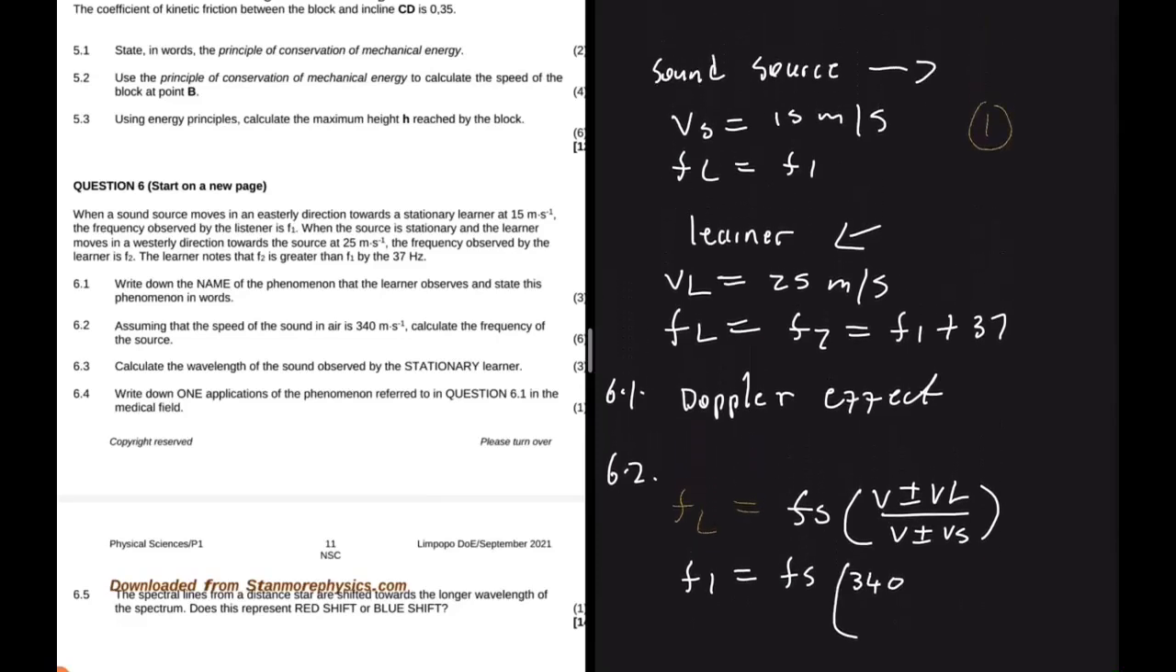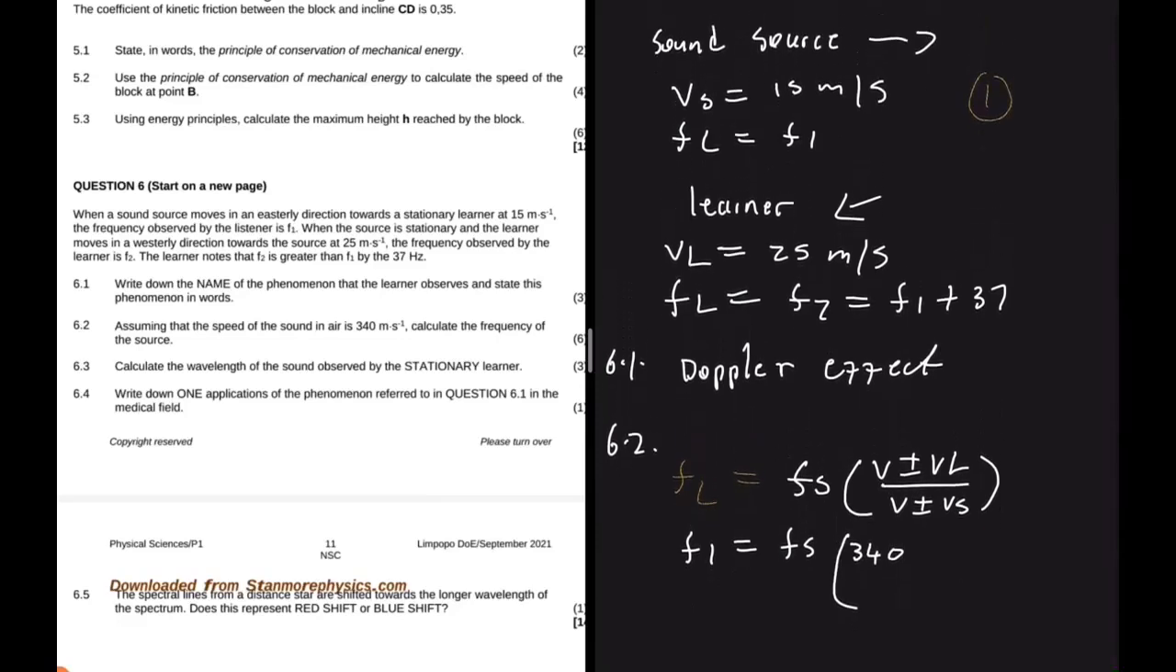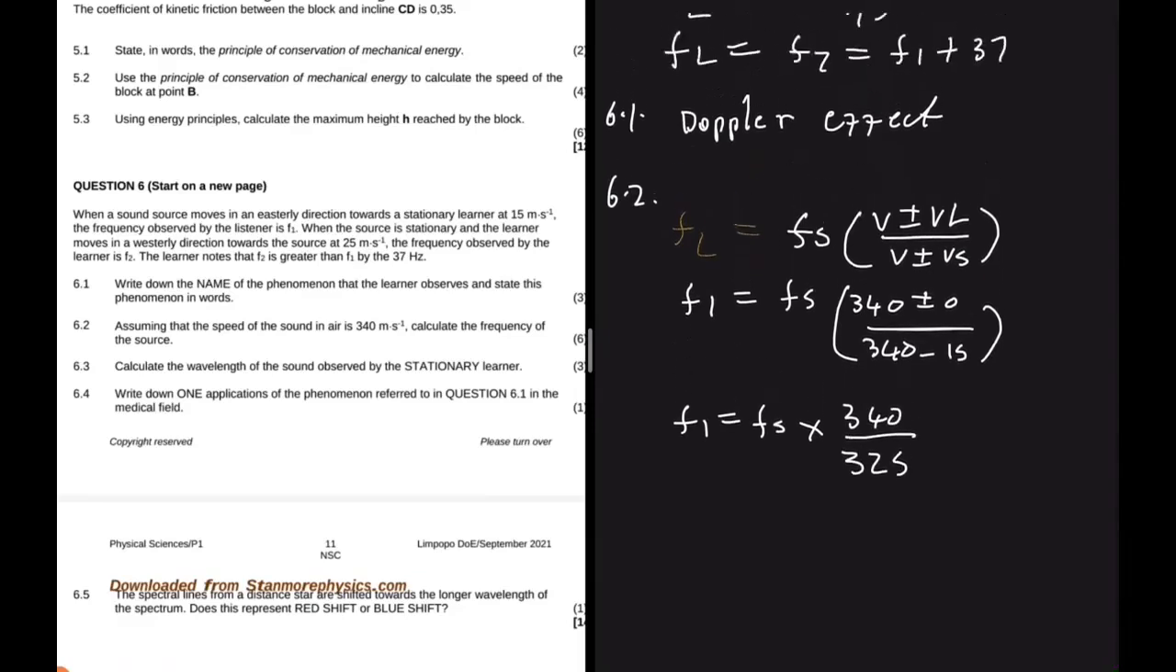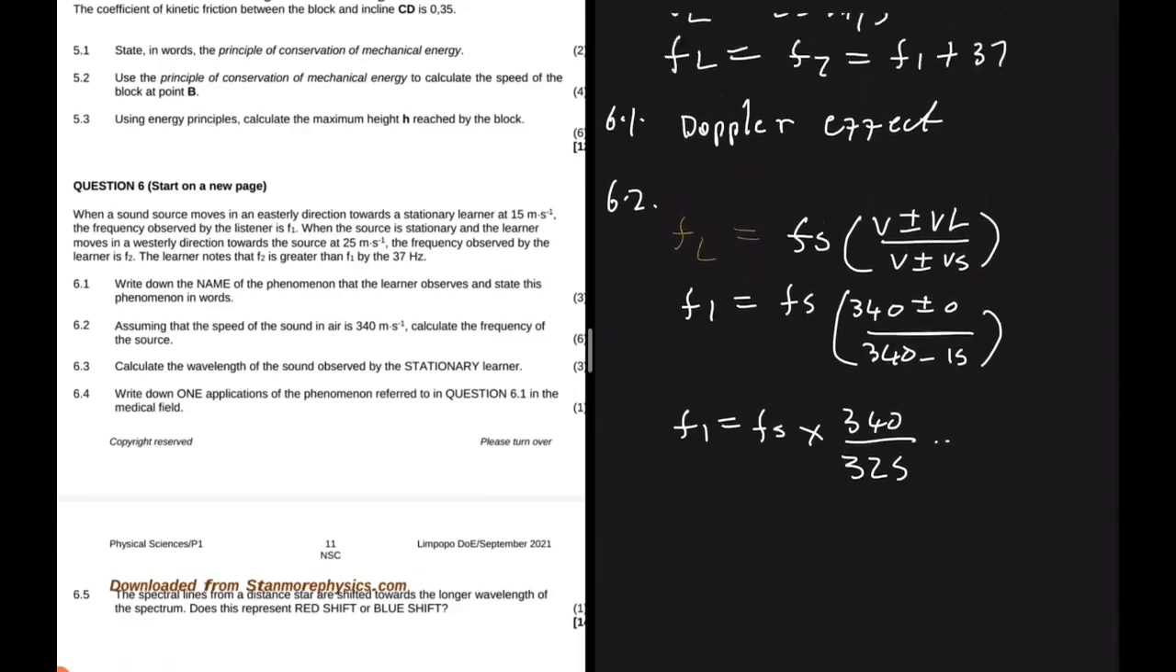And then it is said that the listener is stationary when the sound source is moving towards the listener, so we're going to have plus or minus 0 here. And then divided by 340 minus Vs, which is 15, because the sound source is moving towards the listener. This is going to give us F1 equals Fs multiplied by 340 divided by 325, and we can name this our equation 1.